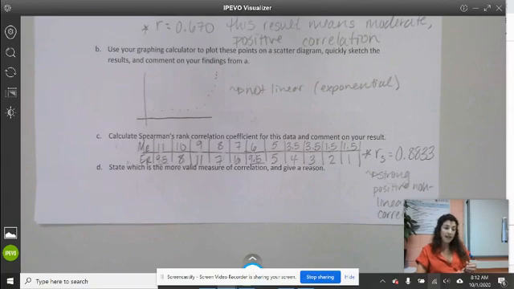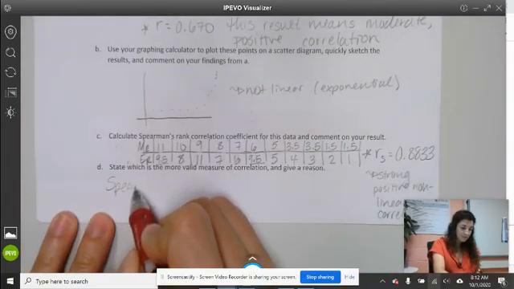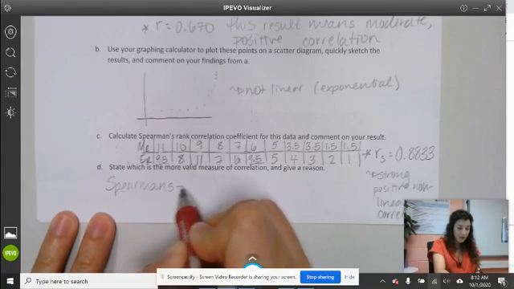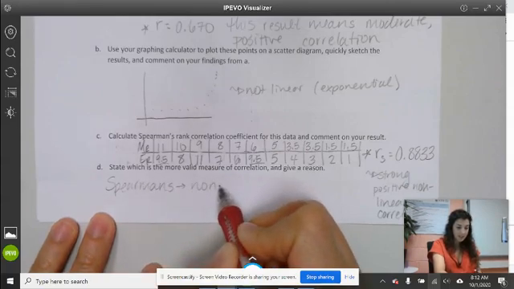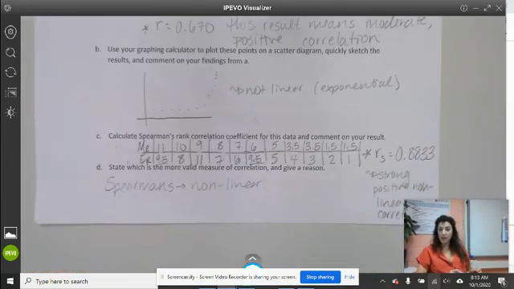All right. State which is the more valid measure of correlation and give a reason. You should say Spearman's. And then you should say something about that it's not linear. Since the data points are not linear, you can't use Pearson's, something like that.